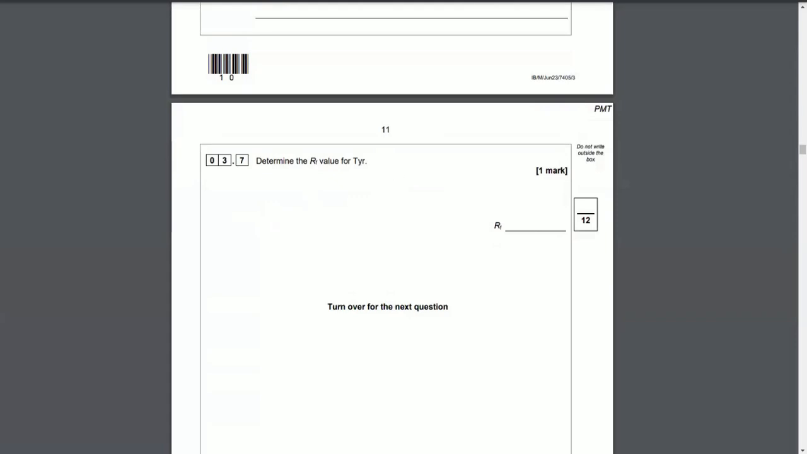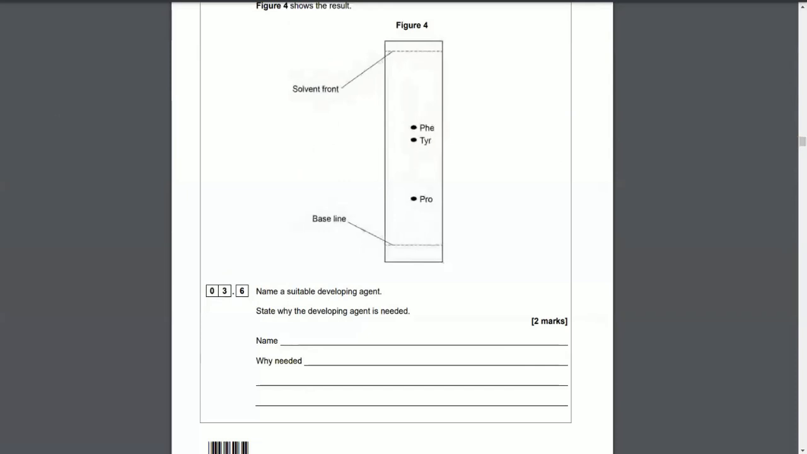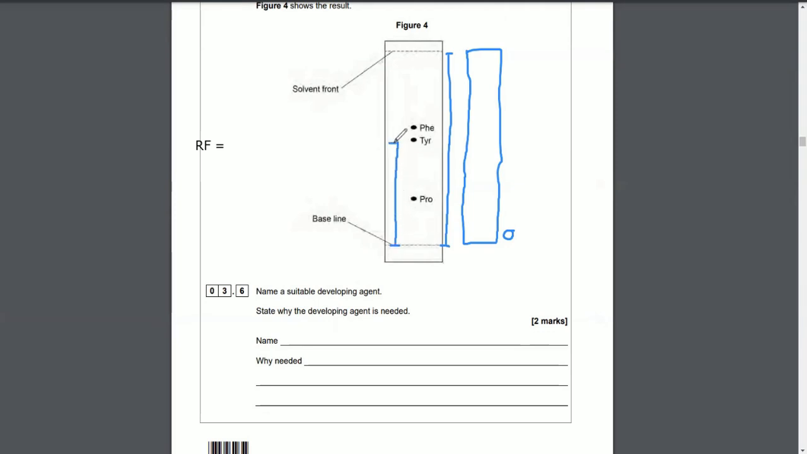And then the final part to this question, 3.7, determine the RF value for TYR. So all you need to do here is get your ruler out and measure the distance. Measure the distance between the baseline and the solvent front. So RF is equal to, you want this distance from the baseline to the solvent front, and that is the distance moved by the solvent. And then you're going to measure the distance between the baseline and TYR, which is the particular amino acid we're interested in. So you're going to divide the smaller distance by the bigger distance, and that will give you the RF value.